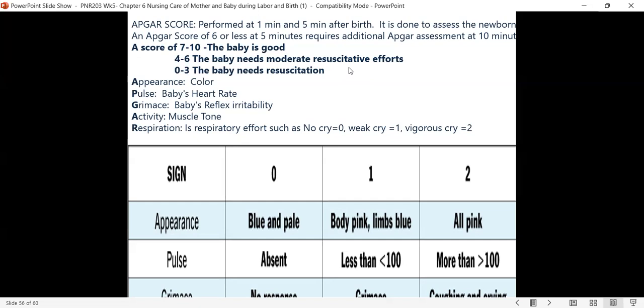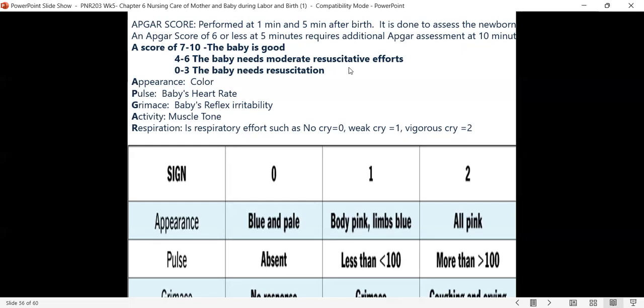And then of course we talked about color. If he's dusky, cyanotic, he's blue, he's pale, he gets a 0. Acrocyanosis, he gets a 1. And then totally pink. He's totally pink. That means his trunk, his little hands and feet are pink. He gets his 2. All right.